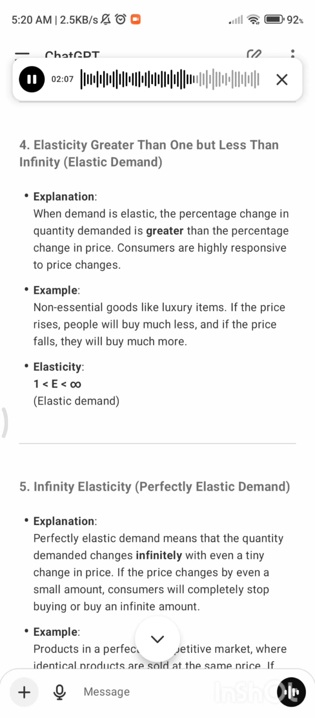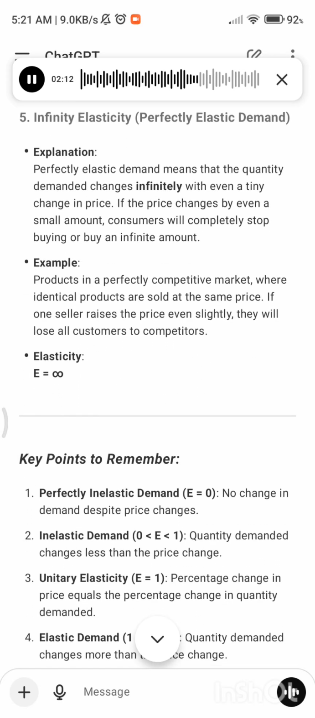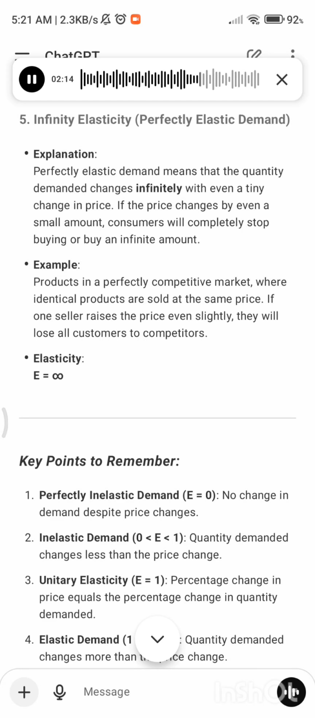Elastic demand. 5. Infinite elasticity, perfectly elastic demand. Explanation. Perfectly elastic demand means that the quantity demanded changes infinitely with even a tiny change in price. If the price changes by even a small amount, consumers will completely stop buying or buy an infinite amount. Example. Products in a perfectly competitive market, where identical products are sold at the same price. If one seller raises the price even slightly, they will lose all customers to competitors. Elasticity, E equals infinity.